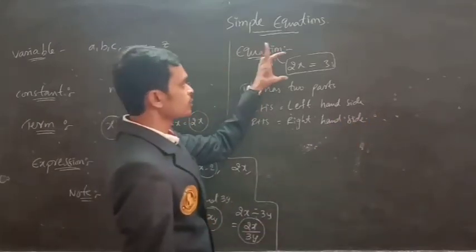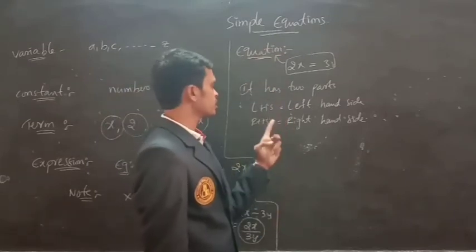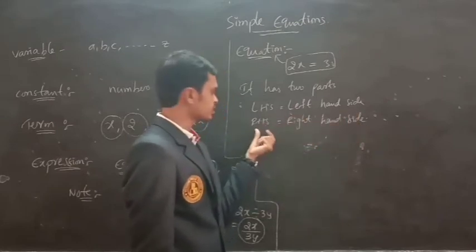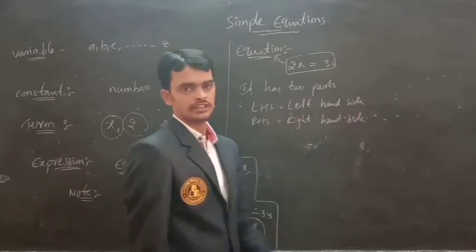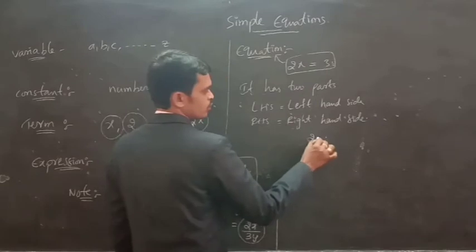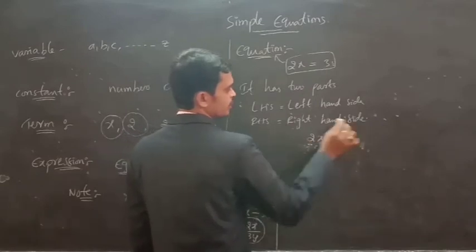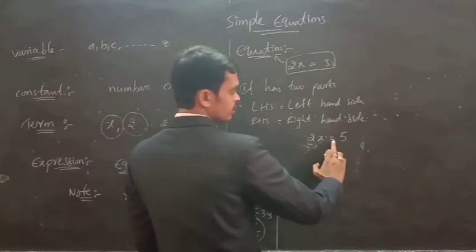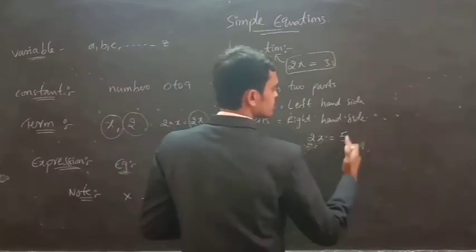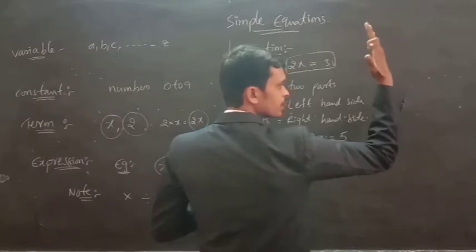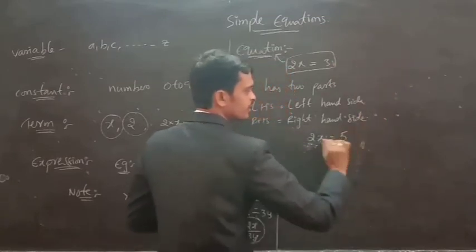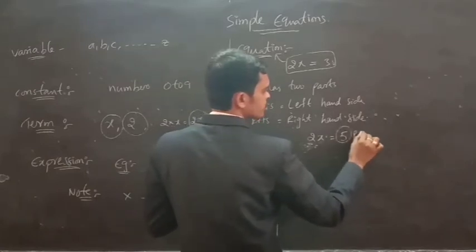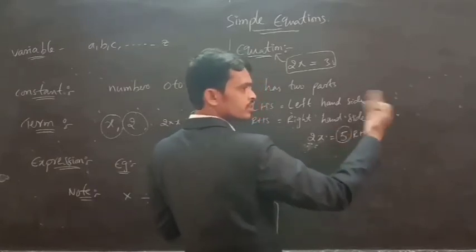So here the equation has two parts, that is LHS, nothing but left hand side, and RHS, nothing but right hand side. For example, 2x is equal to 5. I have written this equation. Look at the equal symbol. This side is my right hand, the hand I write with. So it is called the RHS, the right hand side.